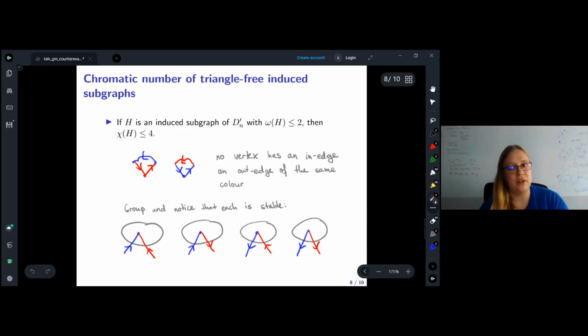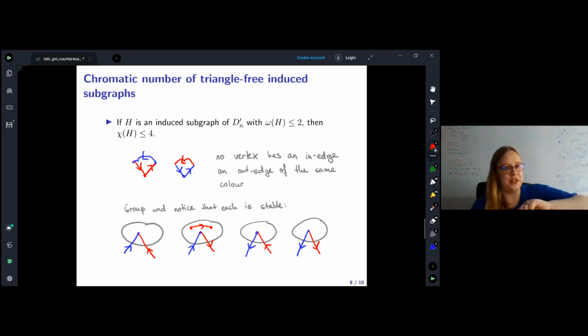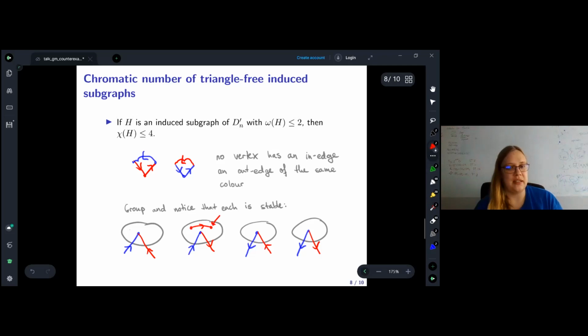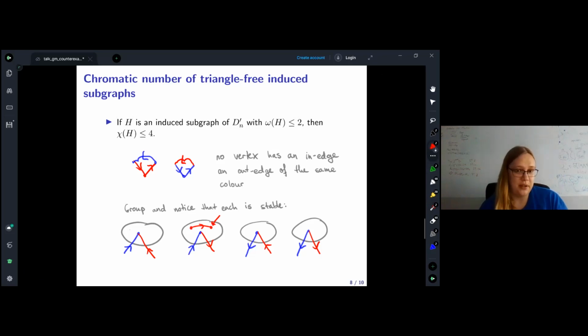because you look at each group and you say, could there be a red edge with both ends in this group? Well, no, because in this group, all the red edges are supposed to be out edges, so this vertex does not belong here. And likewise, no group can have a blue edge. So this is a 4-coloring.